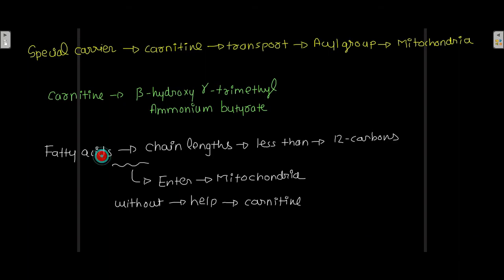Now fatty acids whose chain length is less than 12 carbons, small molecules of fatty acids, can enter the mitochondria without any help of carnitine. Okay, if the fatty acid is less than 12 carbons, then it can enter the mitochondria without any help from carnitine. And if its chain length is not less than 12 carbons, that is, it is 13 carbons, 14 carbons, or more than that, then the fatty acid will need the help of carnitine to enter the mitochondria.